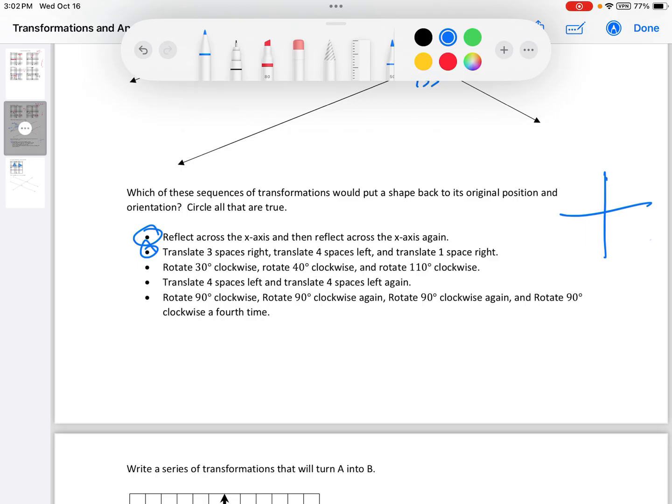Okay, now I start up here. I go 90 degrees clockwise. I end up there. I go 90 degrees clockwise again. I end up there. 90, 90. I do a third one. 90, and I do a fourth one. Hey, 90 plus 90 plus 90 plus 90, 4 of them, is equal to 360. And 360 returns you to where you started. So that one does return it to its original position and orientation. Next.